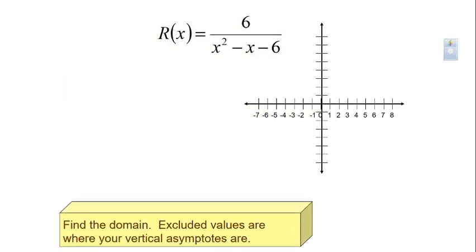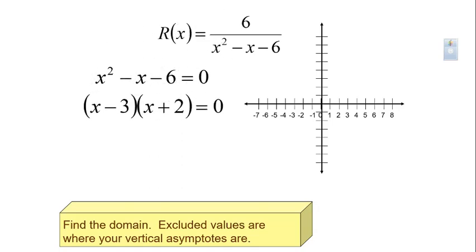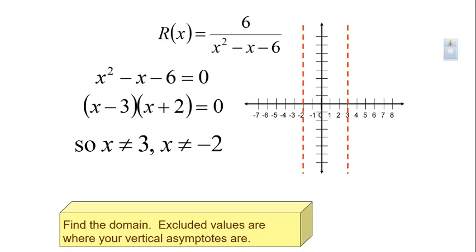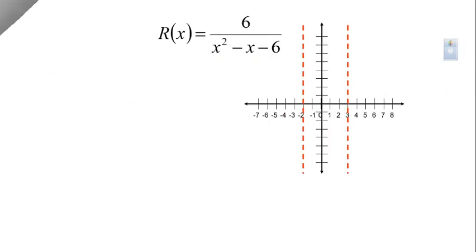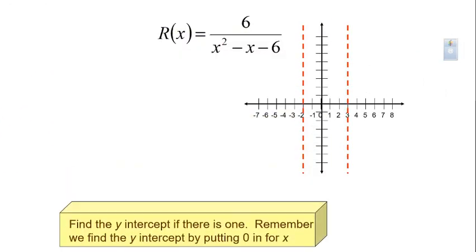We have 6 over x squared minus x minus 6. We're going to set the denominator equal to 0 and solve for x, and we see that the domain restrictions are x cannot be -2 and x cannot be 3. Since the numerator has no x's, we know that those will be our vertical asymptotes.